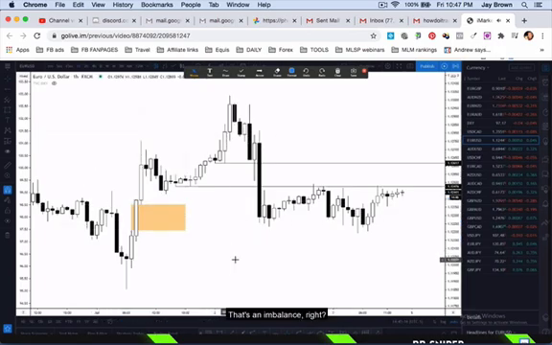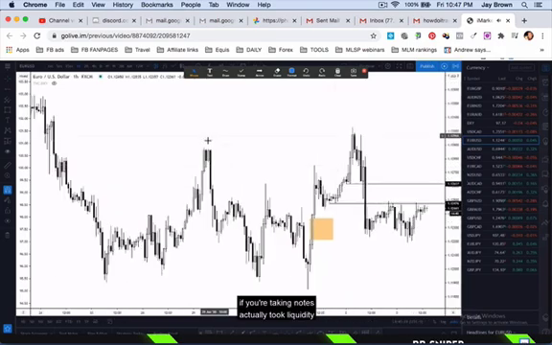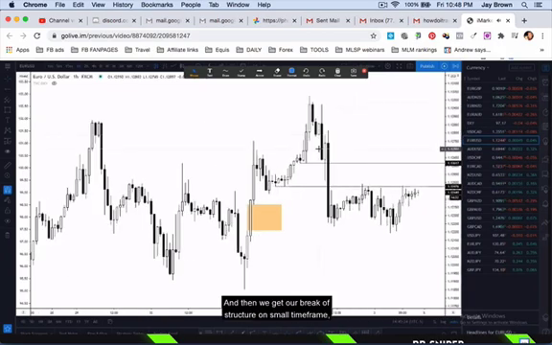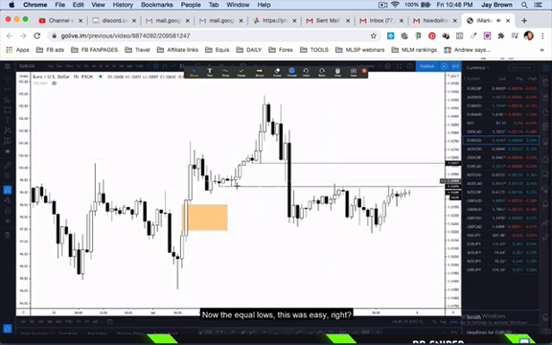That's an imbalance, right? So even though price is way up here at 113, which, by the way, if you're taking notes, actually took liquidity from previous week. Ooh, sauce, right? So price took liquidity up here, and then we get our break of structure on small time frame, retracement, yoink. Right? Now, the equal lows, this was easy. This was very close. You could have targeted down here, but this was very close, and this was small time frame, so that's why we gave you that.